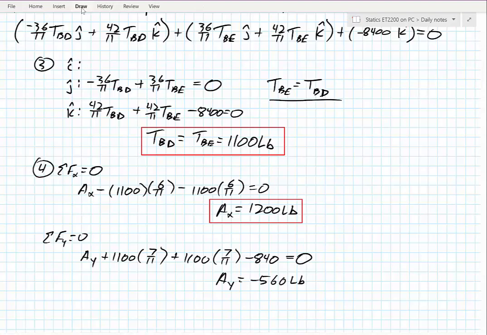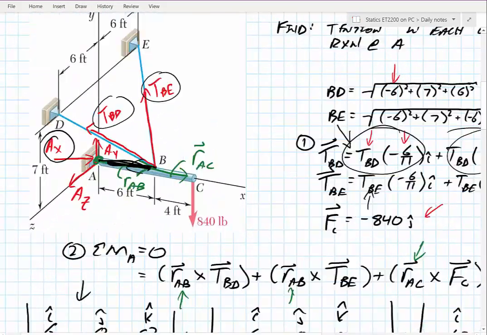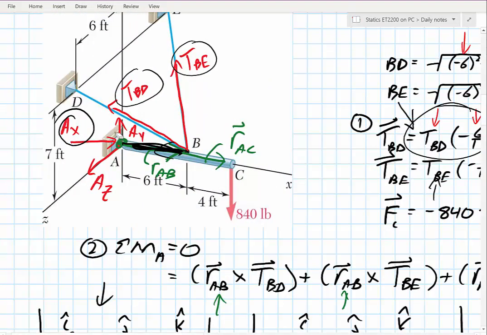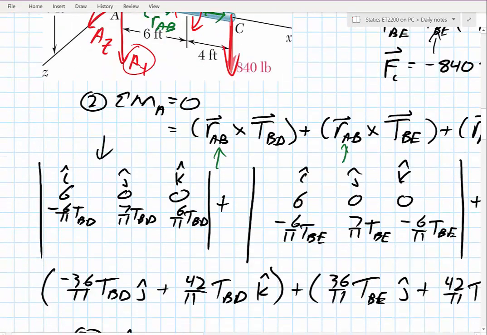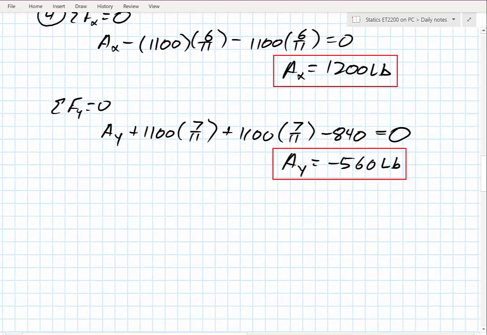You might want to ask yourself, what does negative mean? Does that mean I did something wrong? Does it make sense to be negative? So if I look up here, I assumed it to be positive with this AY, but actually it's pointing down. And that should make sense, because if we're pulling up here with this B and we're pulling down with this 840, you can imagine this whole boom wants to rotate around, right? So AY needs to be the counteracting force, like on a seesaw, trying to hold it down. So it does make sense that it would be negative. Always good to check and not just trust your numbers, right? So that's the sum of the forces in the Y.